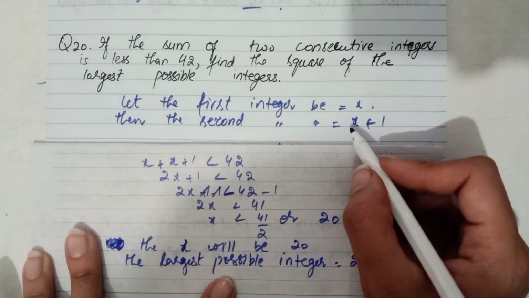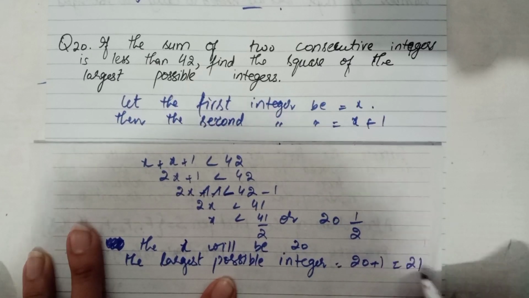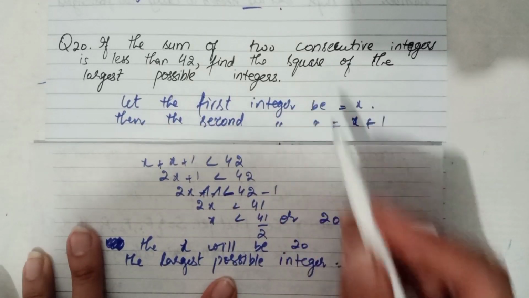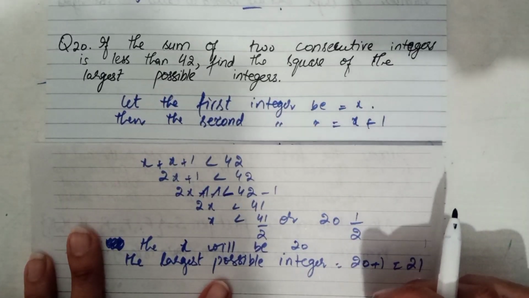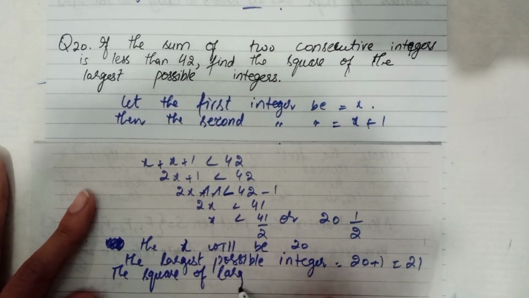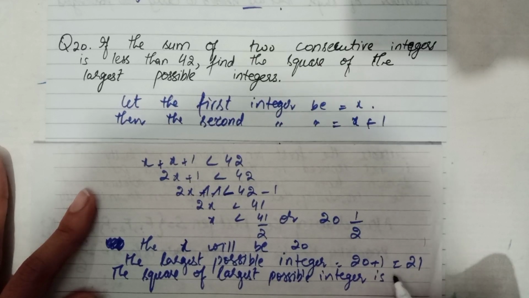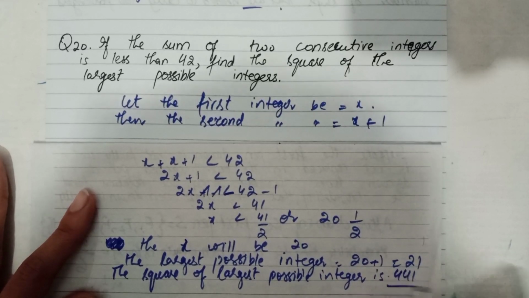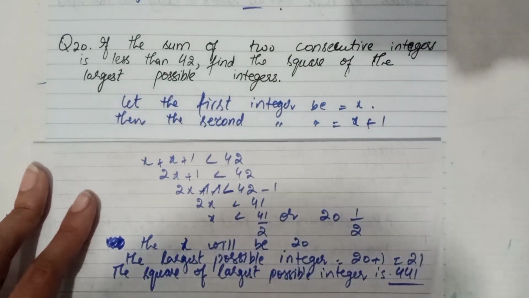We have to put these values in this expression and it will be 20 plus 21, and we have to find the square. It means 21 squared is 441. The square of the largest possible integer is 441. Now students, this is the answer of question number 20. Now it's solved.